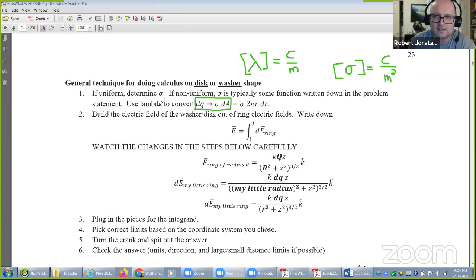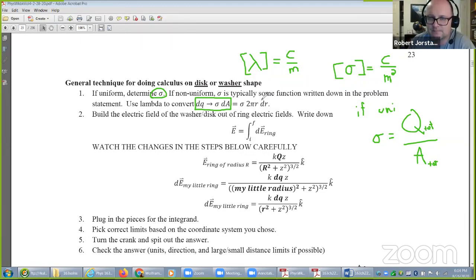In any event, it's the same as lambda. If it's uniform, figure it out yourself. It's going to be charge over area. So if uniform, sigma equals Q total over area total. Okay, so that's a good one. If it's not uniform, you get some function.